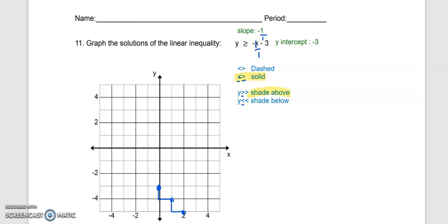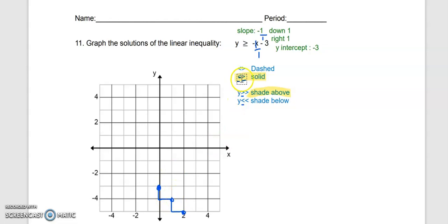If you want to write that down, the negative 1 means go down 1, and the 1 on the bottom means go to the right 1, because it's positive. So negative 1 means go down 1, and the positive 1 on the bottom means go to the right 1. So that's how I got these points.